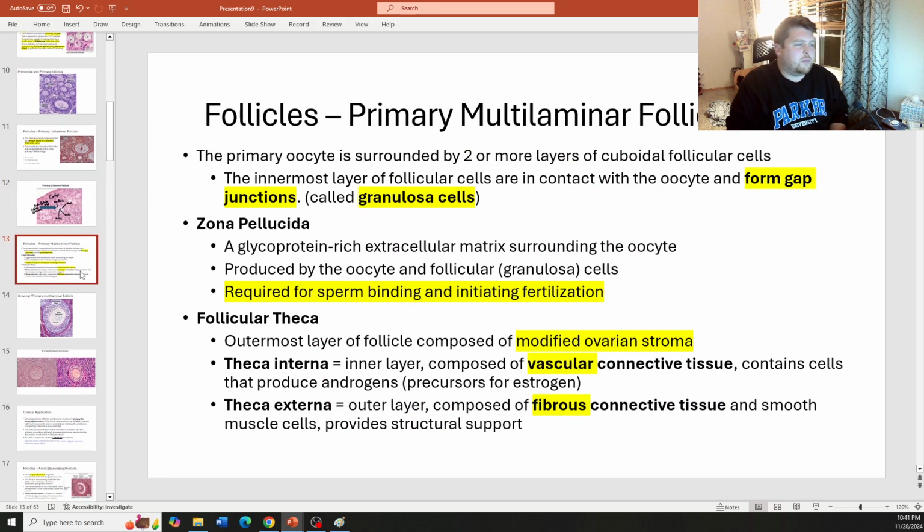Next step, the primary multilaminar follicle. So just as we had unilaminar, now think multilaminar follicle. We are going to have multiple layers of the follicular cells.